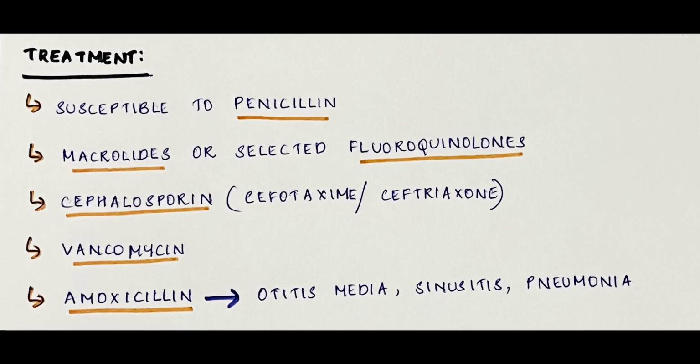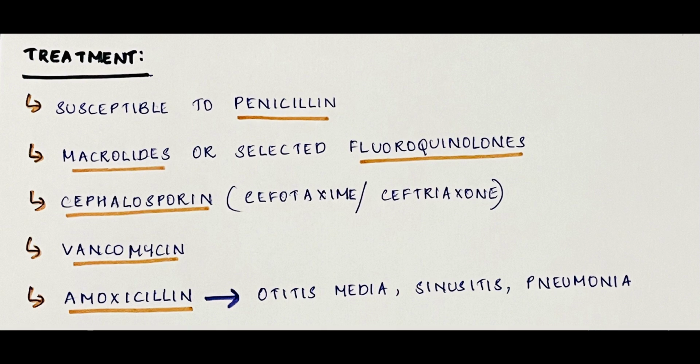Treatment. Most pneumococci are susceptible to penicillin. Other antibiotics such as macrolides or selected fluoroquinolones are available for patients who are allergic to penicillin. Nowadays, penicillin-resistant pneumococci are being documented. So, most resistant strains remain sensitive to third-generation cephalosporins such as cefotaxime or ceftriaxone.